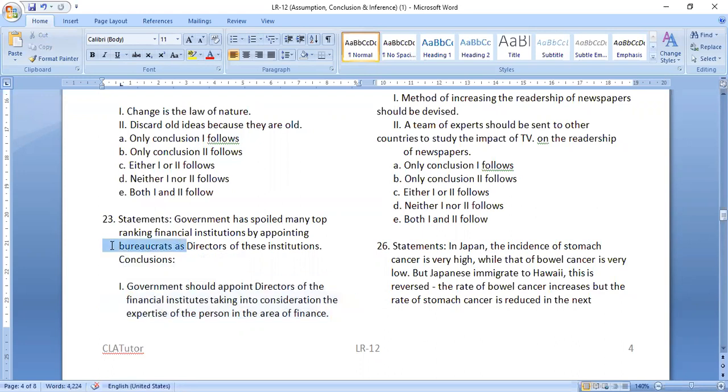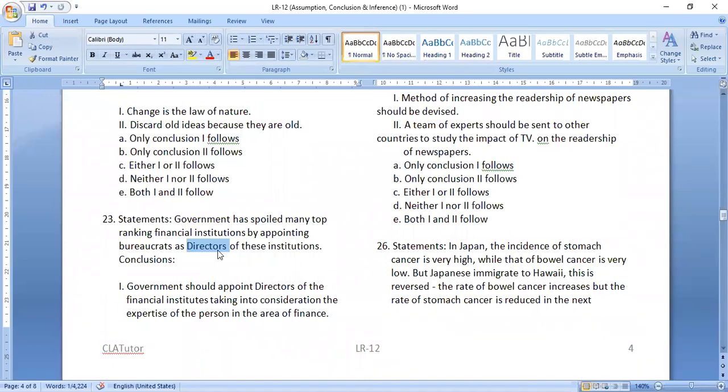Because so far it's been appointing bureaucrats as head of financial institutions, and the result has been bad. Therefore, it would make more sense if you could appoint people who are head of finance, who have more expertise with finance, then it would be better. So what if expertise isn't the problem that they're talking about? What if it's something like corruption?